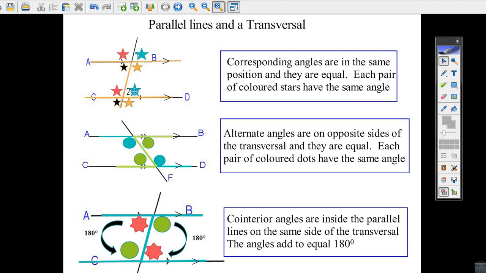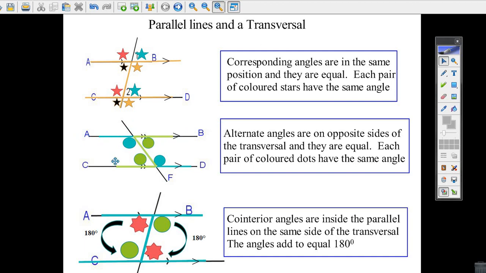Those blues, where the blue stars are, and the brown there, and the red and the black, they're called corresponding because they're in the same place, and they'd be equal. If that was 70 degrees, this angle down here would be 70 degrees. So corresponding angles are equal.